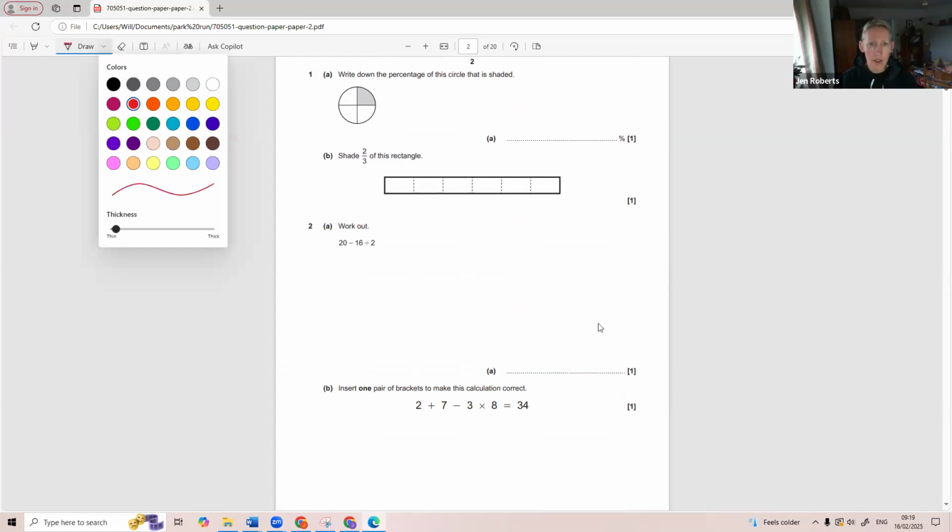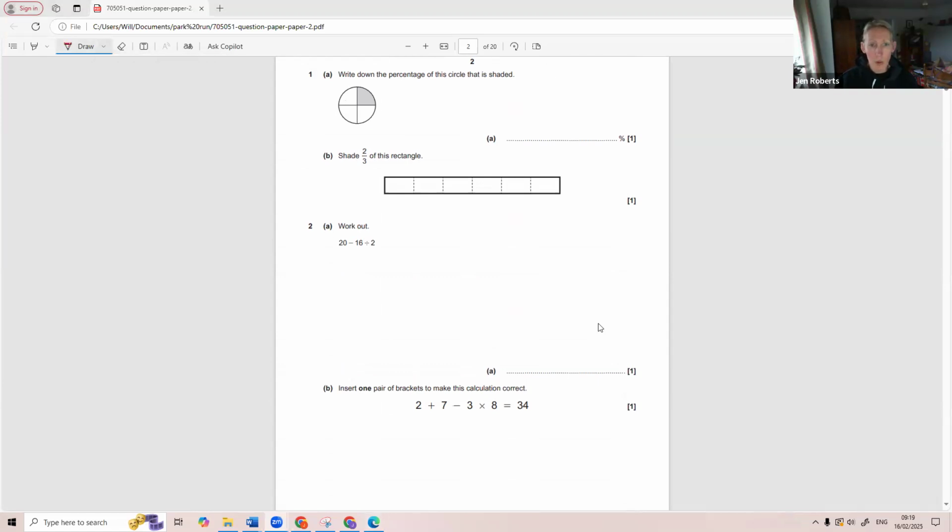Okay, so write down the percentage of the circle that's shaded. A quarter, 1 out of 4 shaded. What's a quarter as a percentage? It's 25%.